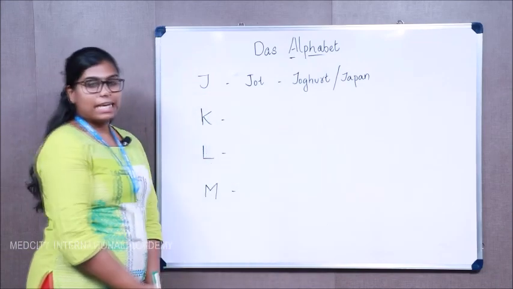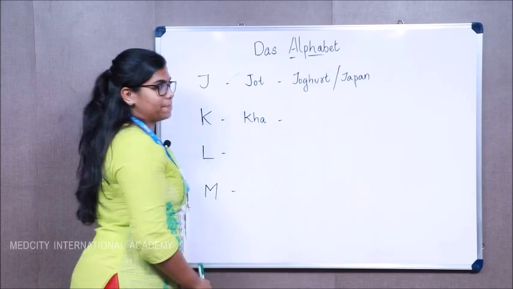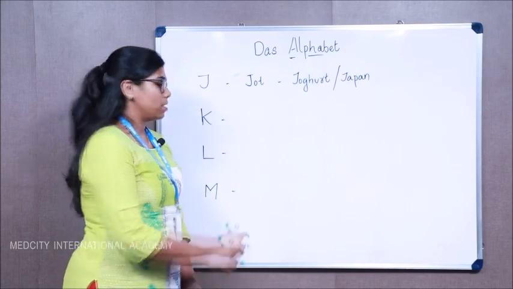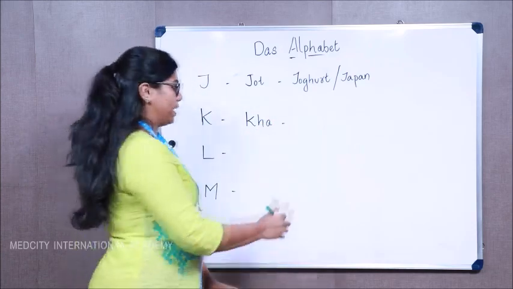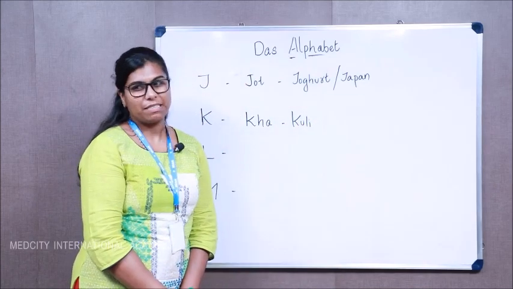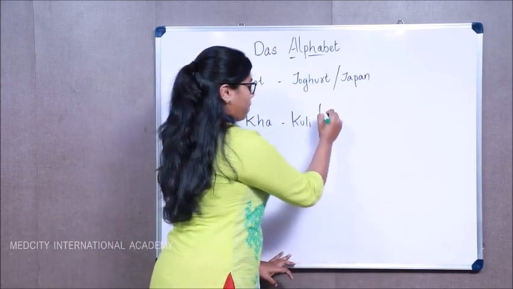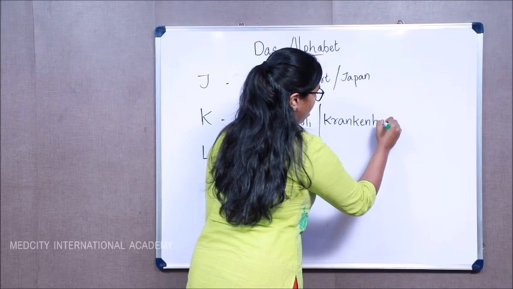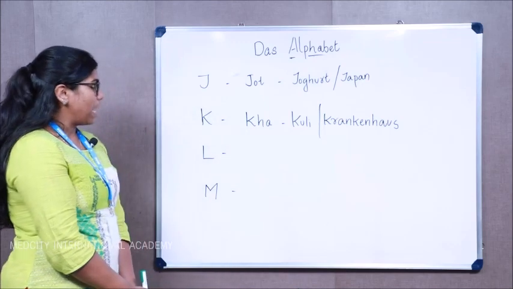The next letter is K and in German we pronounce Ka. For example, we can say Kuli. Kuli in English is said as just pen. Or we can also say Krankenhaus. Krankenhaus bedeutet hospital.